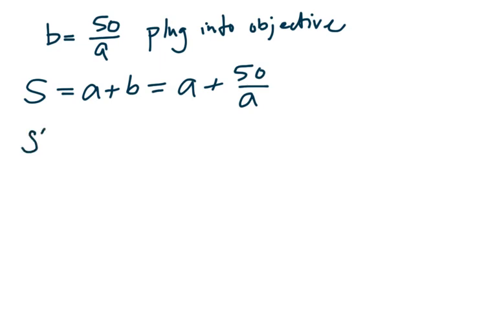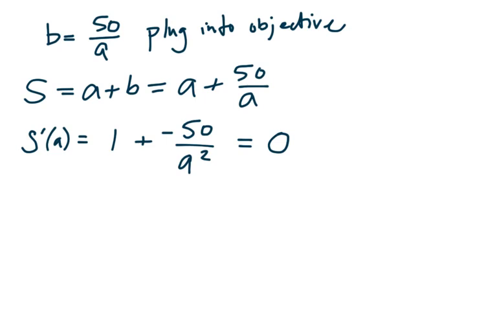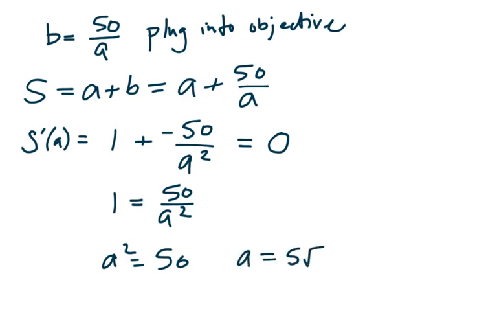Now I take the derivative of S with respect to a, and I get 1 plus minus 50 over a squared. There I used the quotient rule. I set this equal to 0. Again, I'm trying to optimize. I'm looking for a max or a min, so I'm looking for a critical point here. I solve this for a, so I have 1 equals 50 over a squared. A squared equals 50, and I take the square root and get a is equal to 5 root 2.